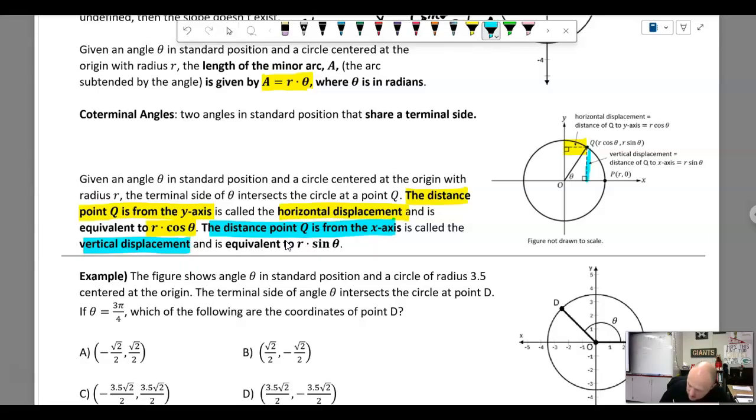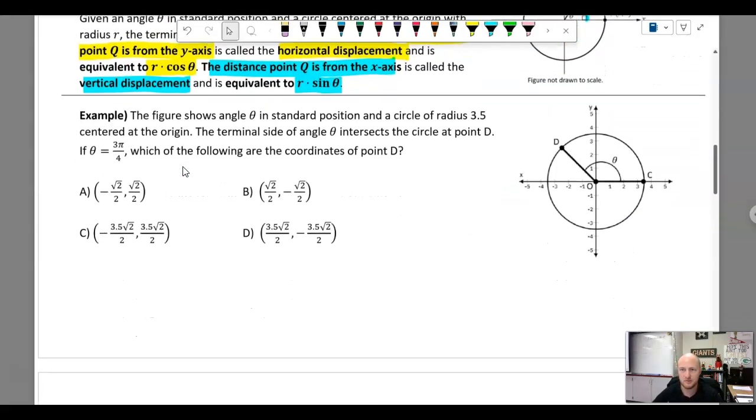This makes sense, right? Because I'm going up. What's the vertical displacement? That is your y value, right? You would calculate that with a y value. So that is equal to r sine theta. Okay? All right, that is vocabulary, concept. Let's go ahead and jump into some examples.